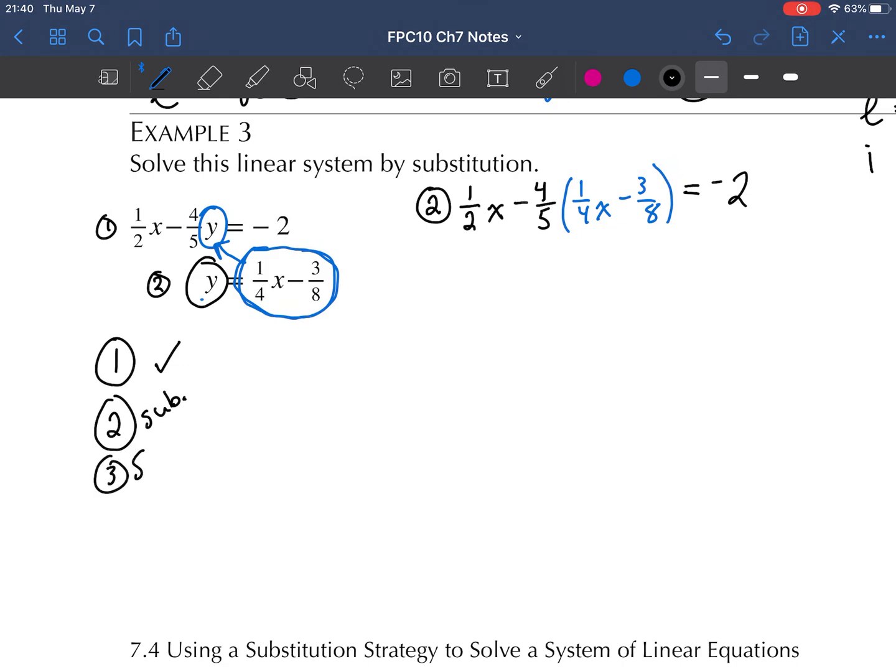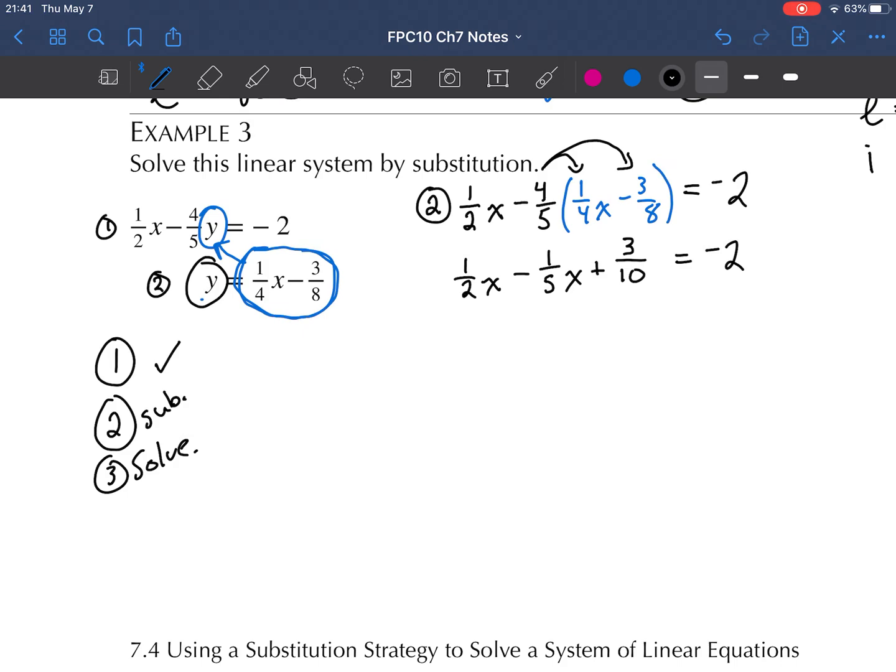Step 3, solve. So now we can find out what x is equal to. So we multiply the 4/5 in to here. Now 4/5 times 1/4 is equal to 1/5. So we're going to get 1/2 x minus 1/5 x. Now 4/5 times 3/8 is going to be plus 3/10 is equal to minus 2.